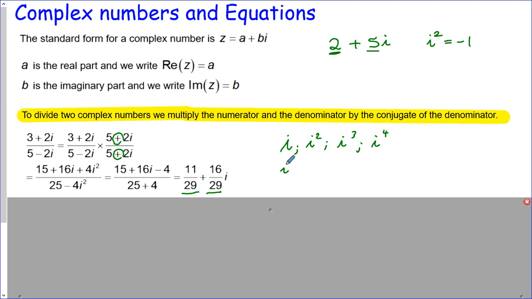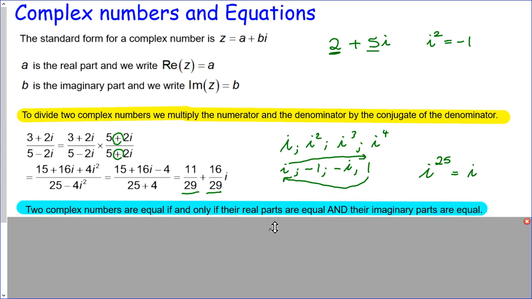Okay, so i, -1, negative i, and then 1. And every eighth power will be 1. So for example, i to the 25, i to the 24 would be 1. i to the 25 will just be i, because they cycle. They kind of just repeat through this pattern here. Okay. Some of the Casio calculators can handle powers of i, some of them can't. So just check that you know.